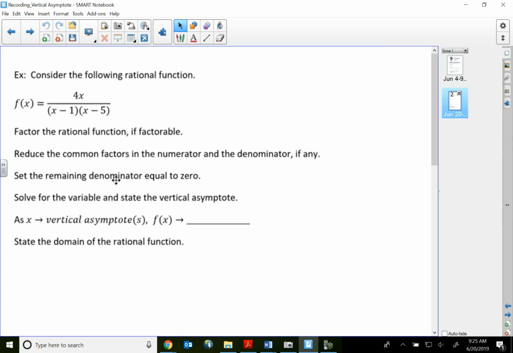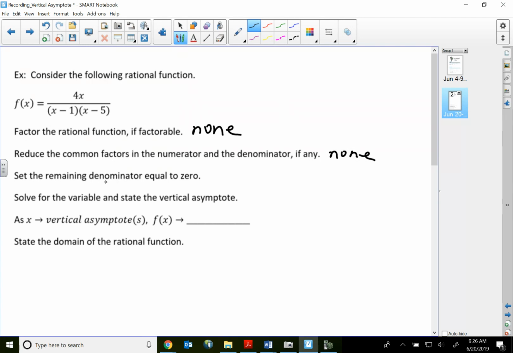So real quick, let's take a look. In this problem, the denominator is already factored for me. The numerator is only one term, so I don't really have to do any factoring for this problem. Reduce common factors. There's no common factor. This is one term on top, one term on the bottom. There are no common factors, so I'm just going to write down the word none. We don't have to do any of them.